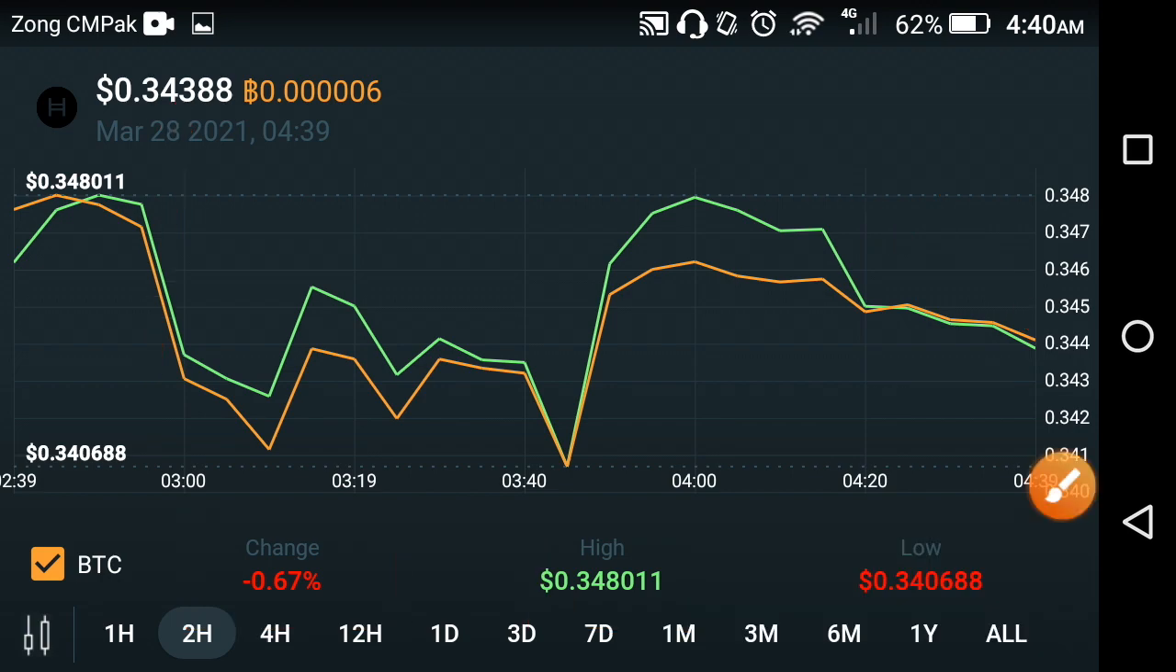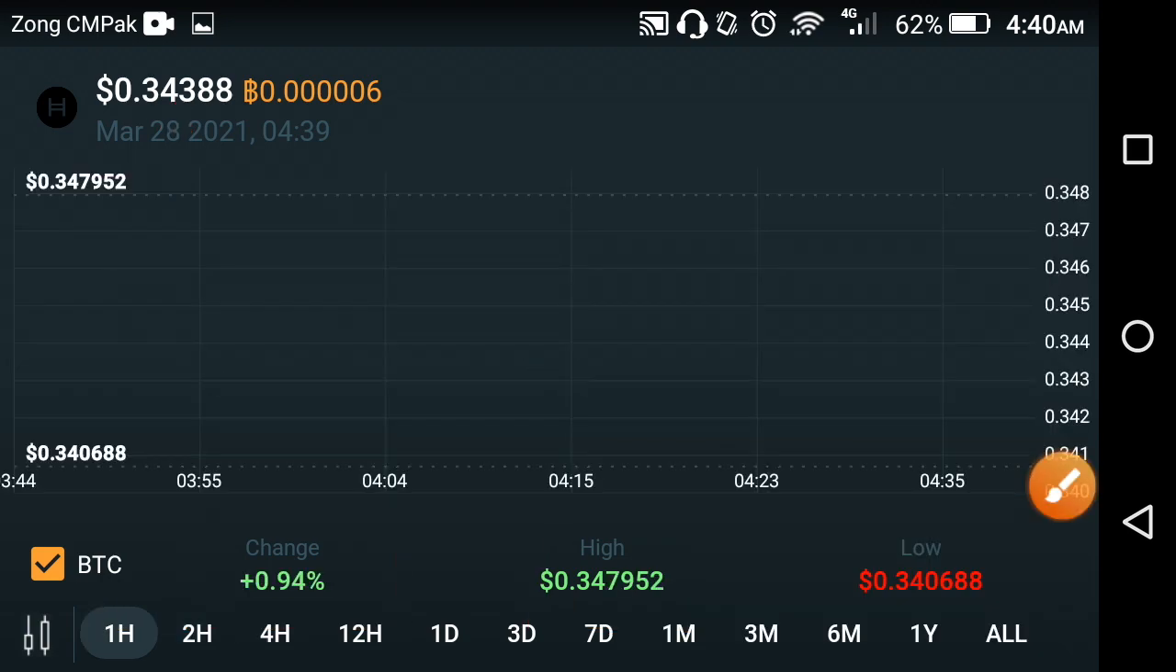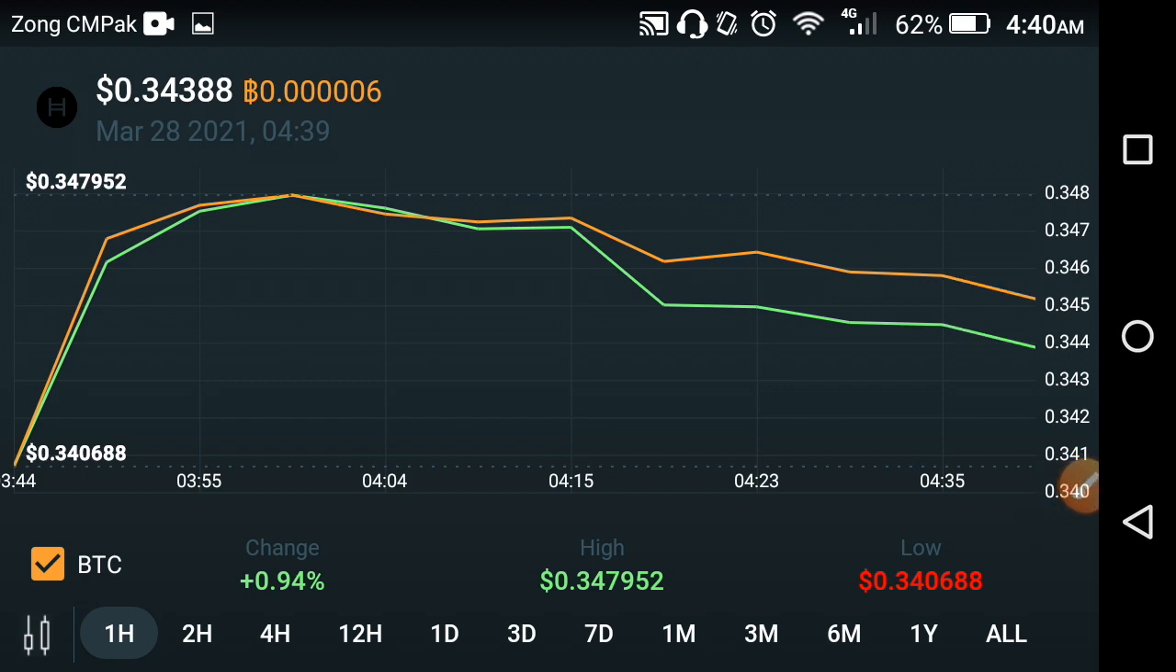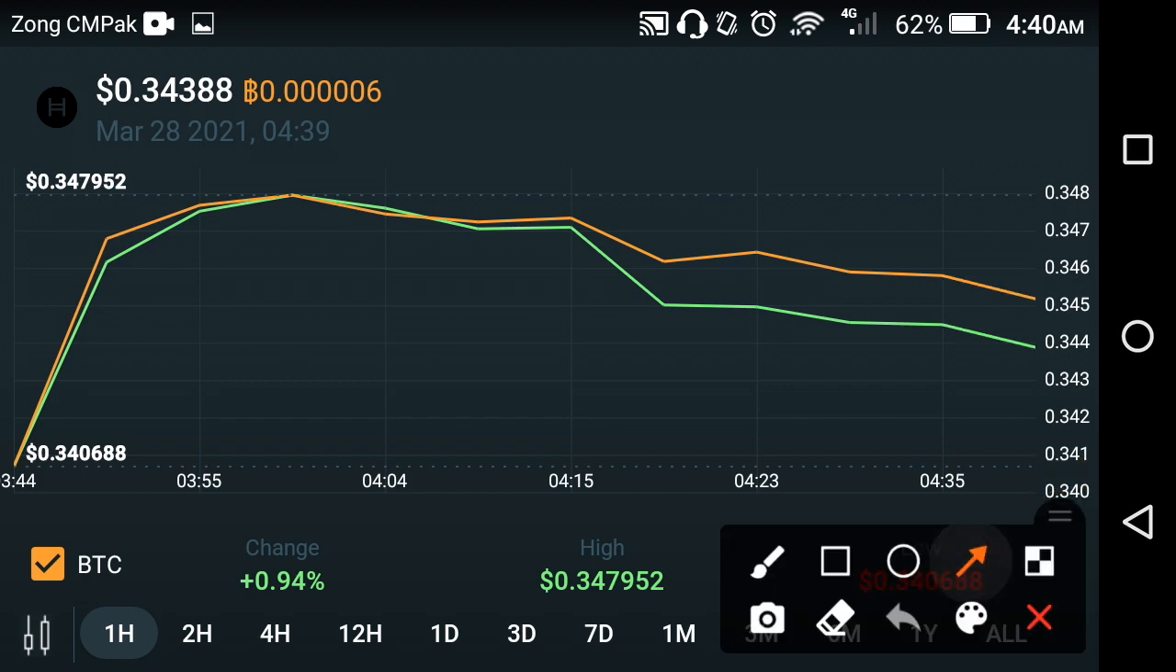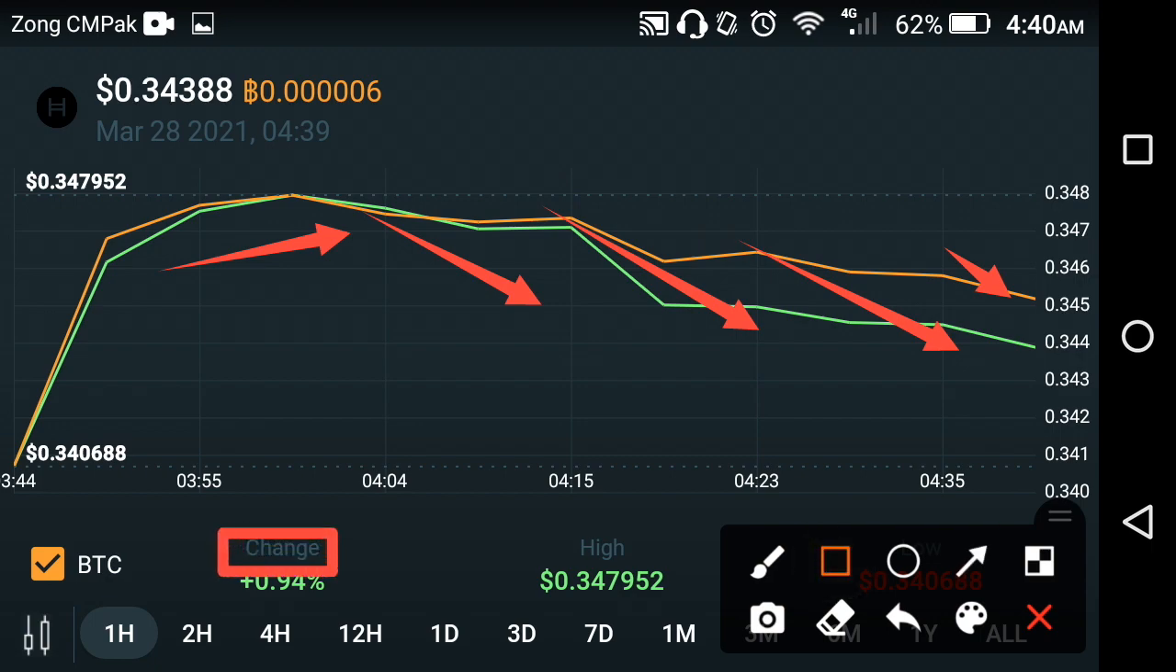Now let's see the live price prediction of the last 1 hour. What changes occur in the last 1 hour? Oh my god, the last 1 hour is also a fall of Hedera Hashgraph. As you can see here, it's falling down slowly, gradually falls down. The change is positive, so inshallah soon they will be more positive.